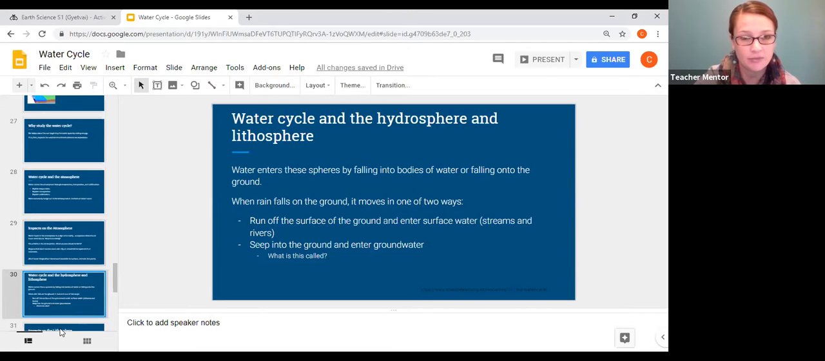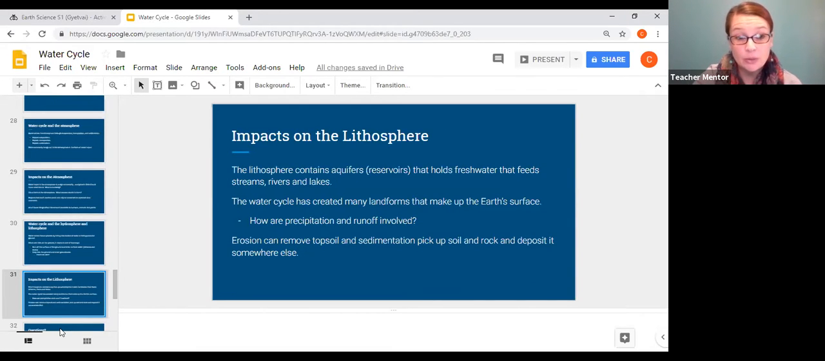Awesome. Thank you. Okay, so the impacts on the lithosphere, again, lithosphere meaning rock, and so that's going to be the Earth's surface. The lithosphere is going to contain the aquifers, the underground reservoirs that hold fresh water, and that's going to feed streams, lakes, and rivers. Also, the water cycle has created a lot of the landforms that we see on the Earth's surface.